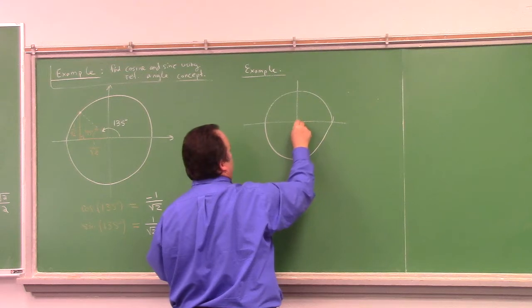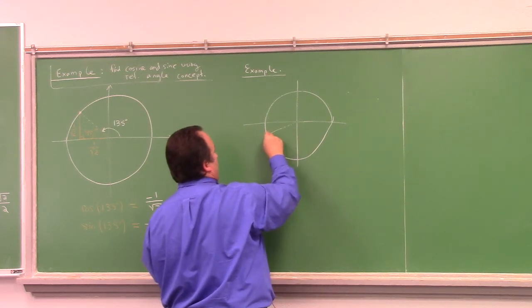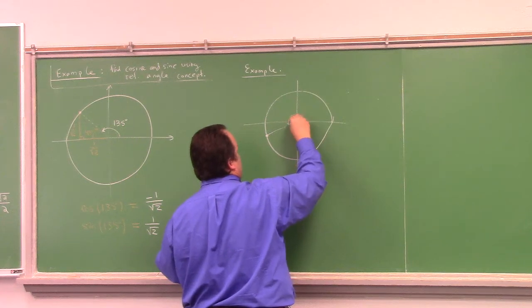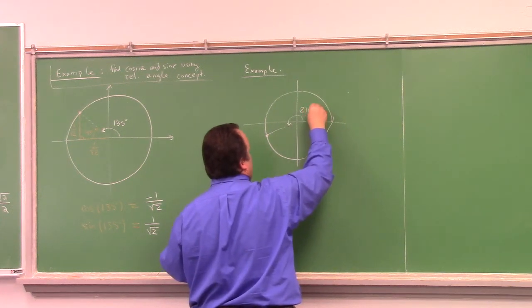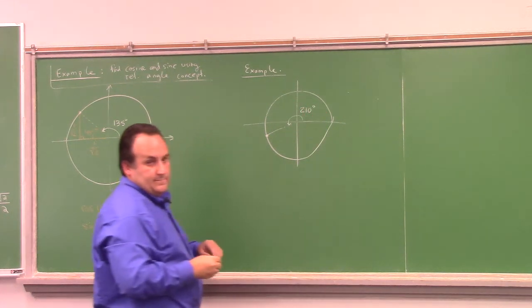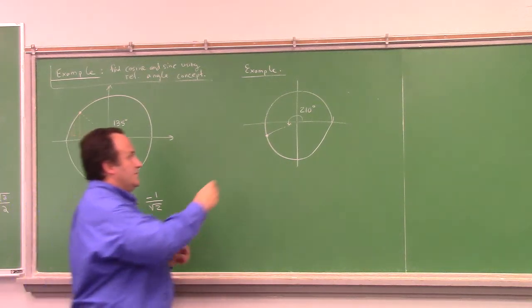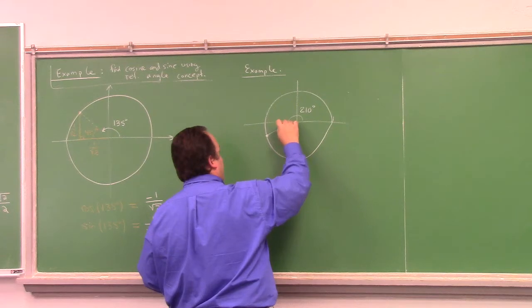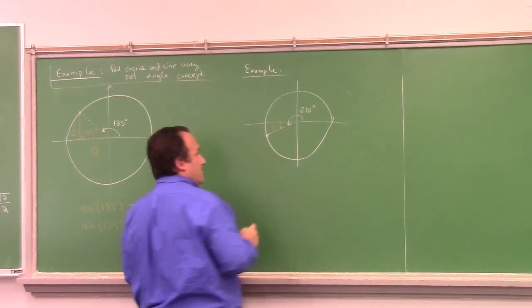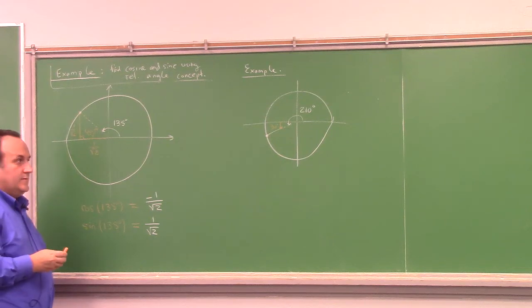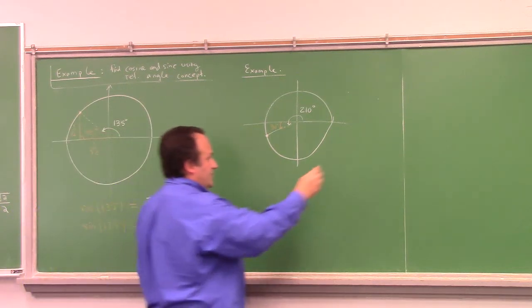What if I'm down here? I want to figure out what the coordinates of that point on the unit circle are. And this is, let's say, 210 degrees. The reference angle this time will be 30 degrees, right? Totally agree? Right, so let me just blow it up a little bit.